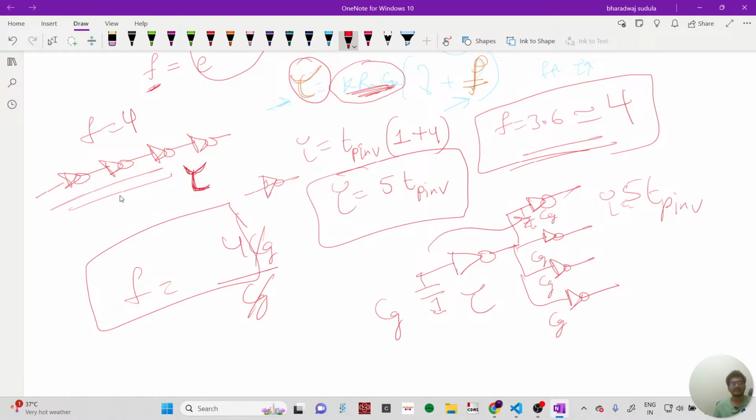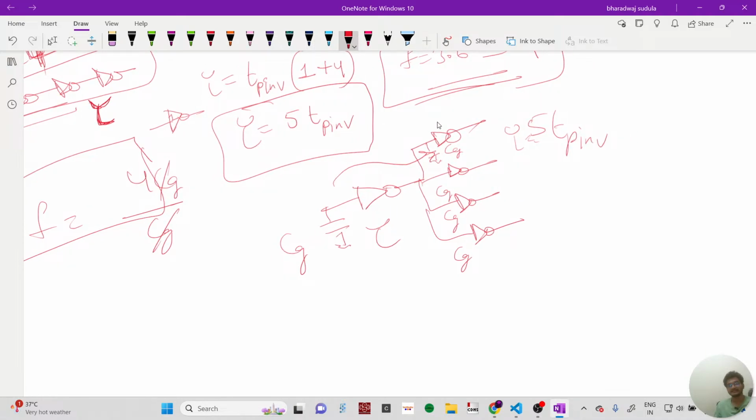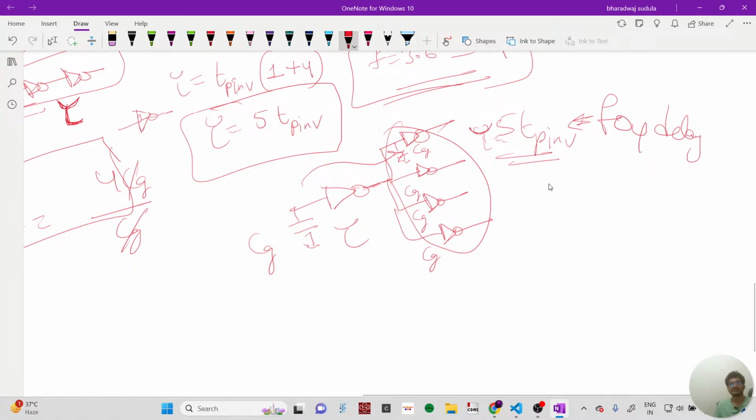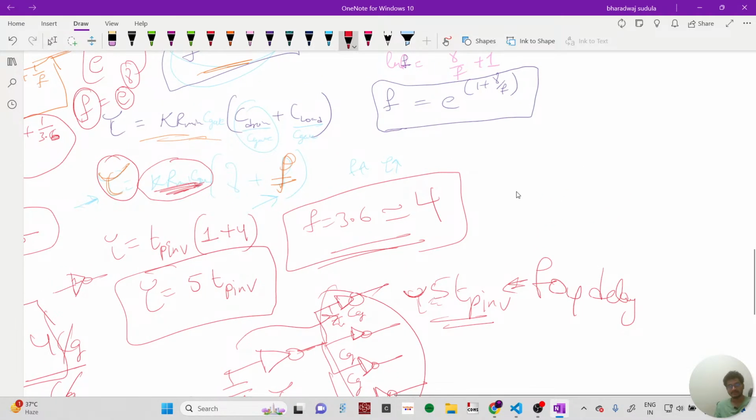So in the time of optimization, we use chain of inverters, and for that chain of inverters, fan out has to be 4 to get the minimal delay. Okay. How to calculate the fan out 4 delay? Just attach 4 inverters in parallel to the load of an inverter and find out the delay. You will get the fan out 4 delay, FO4 delay. This is FO4 delay, right?